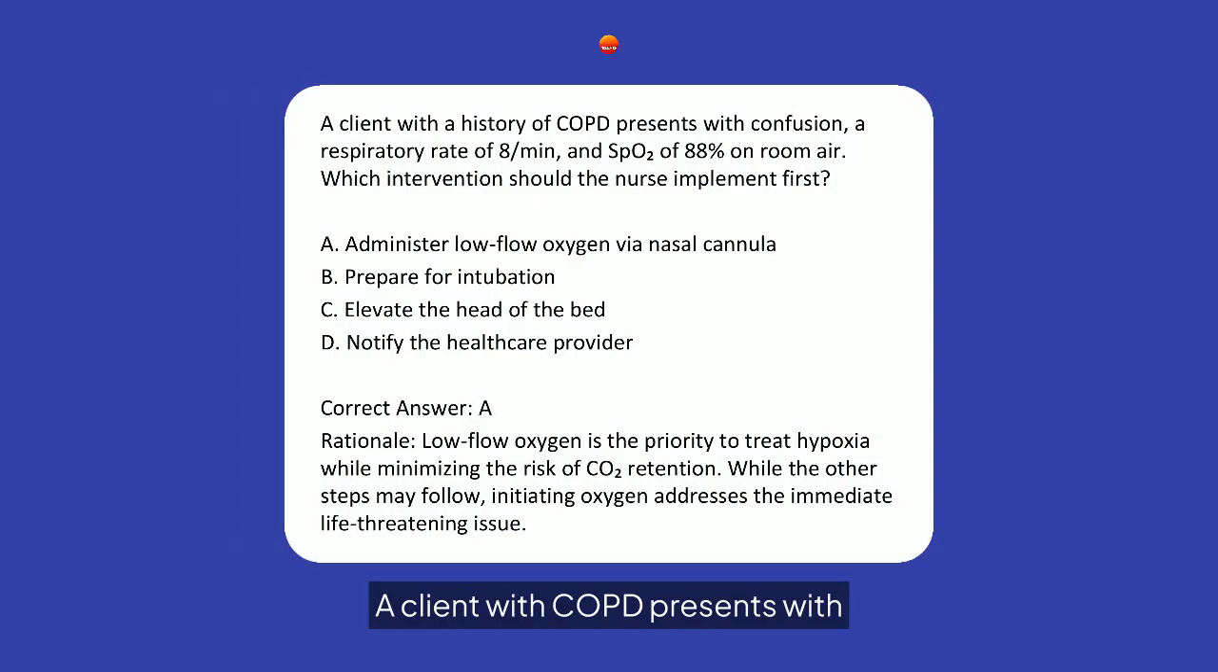A client with COPD presents with confusion, a respiratory rate of 8 per minute and SpO2 of 88% on room air. Which intervention should the nurse implement first? The correct answer is A. Administer low-flow oxygen via nasal cannula. Rationale: low-flow oxygen treats hypoxia while minimizing CO2 retention. Initiating oxygen addresses the immediate life-threatening issue.